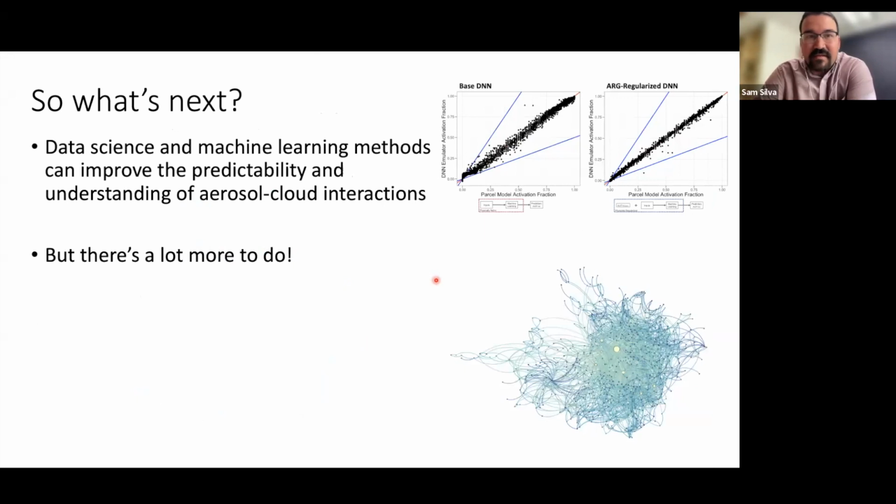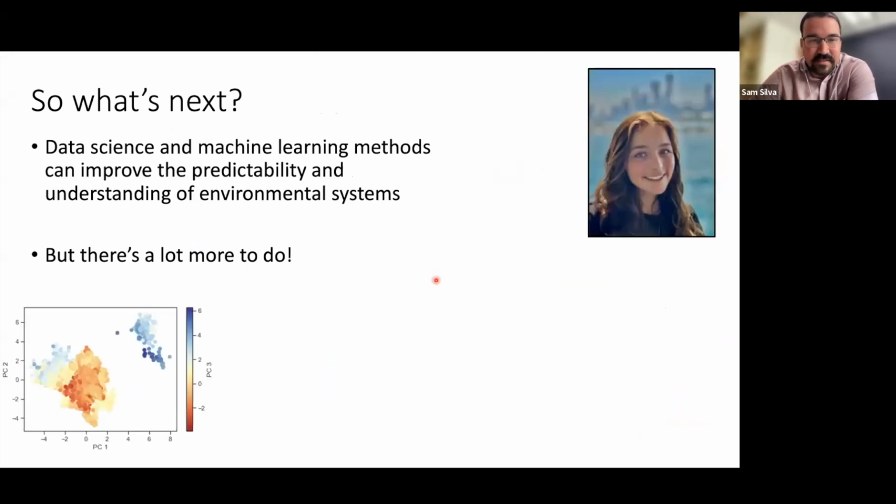Overall, this big conclusion that some of these data science and machine learning methods can improve predictability is something that I think is really exciting, and I'm very interested in pursuing further, but there's a lot more work to do. If you will be at conferences like AGU in the fall, you will see students like Kaylee Butler in my group, looking at aerosol-cloud interactions from an observational perspective and seeing if we can use some dimensionality reduction techniques to understand why modern Earth system models are wrong.